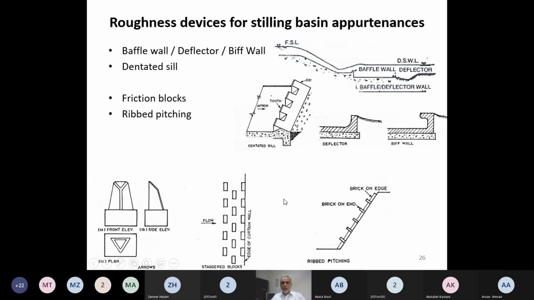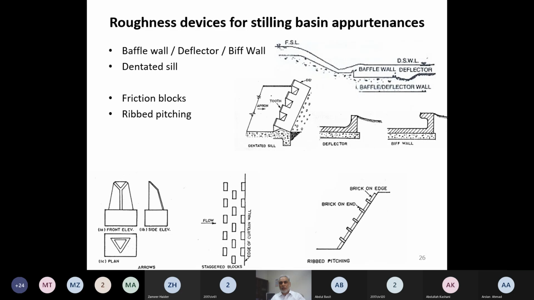We have to start today from this topic. We need to sometime dissipate the energy. We need to sometime lose the energy within the canal, especially in case of barrages, especially in case of spillways, and also in case of canal falls.